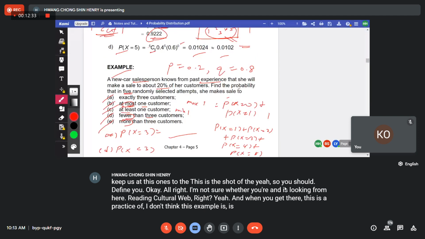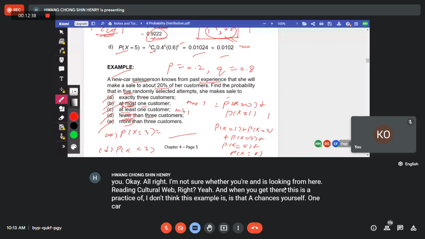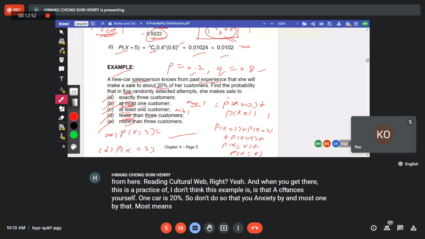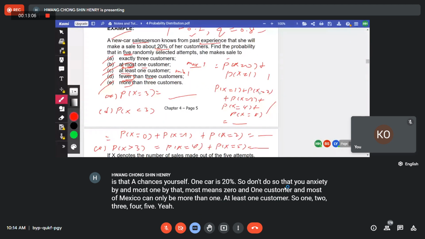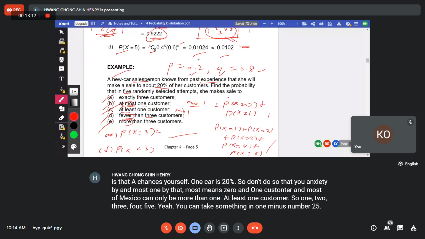It says that the chance to sell one car is 20%, 0.2. So the q is 0.8. This salesperson talks to 5 people. Exactly 3 buy, at most 1 buy. At most means 0 and 1 customer, maximum, cannot be more than 1. At least 1 customer means 1, 2, 3, 4, 5. Here you can take a shortcut again: 1 minus nobody buys. You should get an answer.